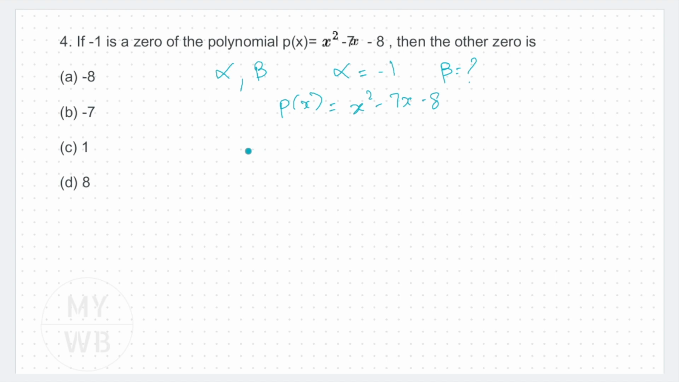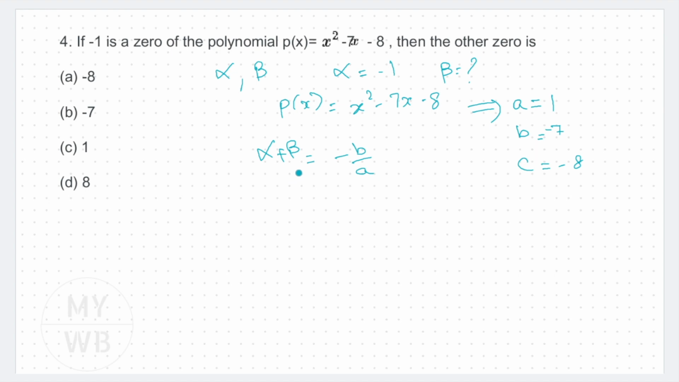Remember, we had this relationship between the zeros of the polynomial. Sum of the zeros is minus b by a, where b, a are the coefficients of x and x square respectively. So in this polynomial, coefficient of x square is 1, so a is 1. Coefficient of x is minus 7, so b is minus 7. Constant c is minus 8.